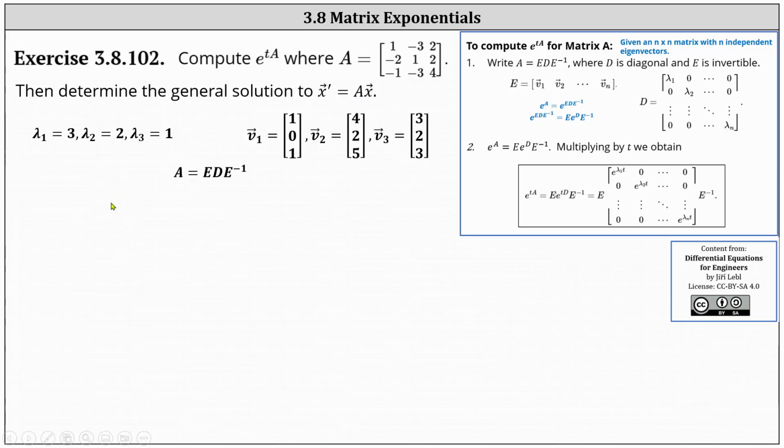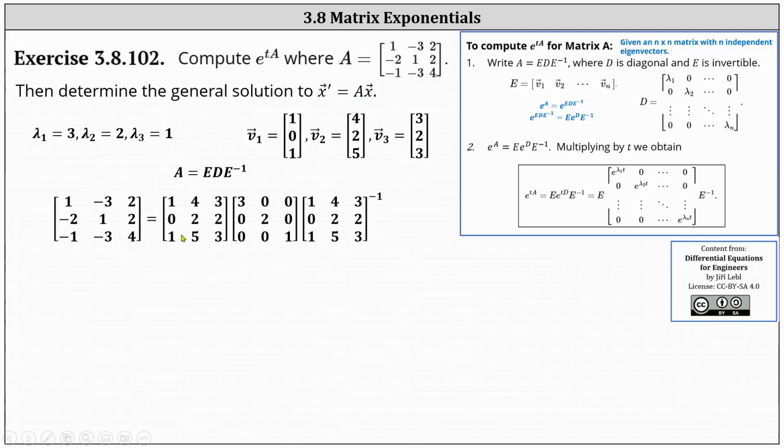We have the given matrix A is equal to the first matrix, which is matrix E, where the columns are the eigenvectors. Notice the first column is 1, 0, 1. The second column is 4, 2, 5. The third column is 3, 2, 3. Then we have times matrix D, where matrix D is a diagonal matrix with the eigenvalues of 3, 2, 1 along the main diagonal. Then we have times E inverse.